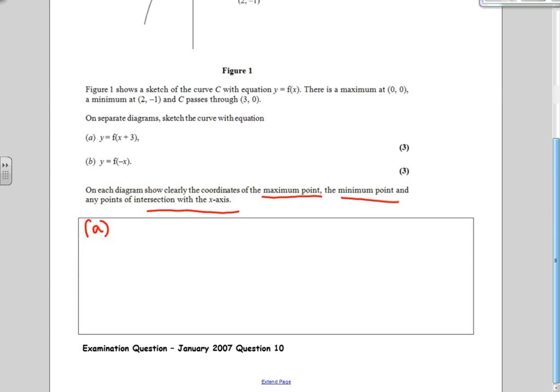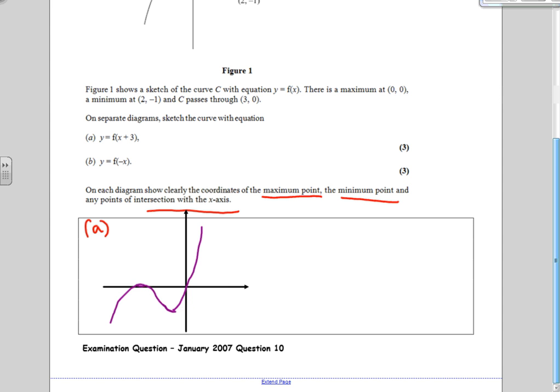So for part A, y equals f of x plus 3 means that we are going to be moving 3 in the negative x direction. So here are my axes. The graph is going to move 3 in the negative x direction. So the turning point, the maximum, instead of being at (0, 0), will be at (-3, 0). And then the minimum, instead of being at (2, -1), will be at (-1, -1). And of course, instead of crossing the x-axis at 3, it will cross it at 0.